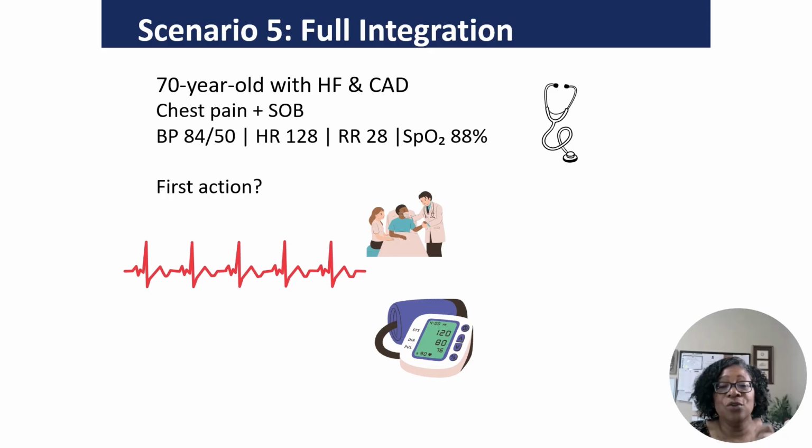All righty. You have a 70-year-old female, history of heart failure and coronary artery disease. They're coming in with chest pain and shortness of breath. Blood pressure 84 over 50, heart rate 128, respiratory rate 28, O2 sat 88%. What are you going to do? Think about it.